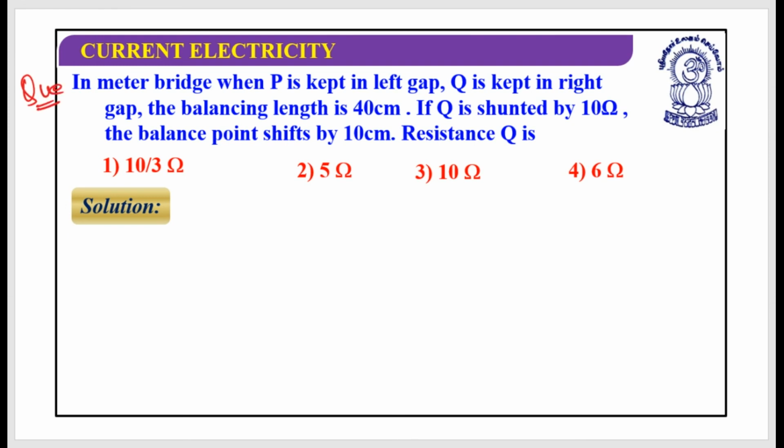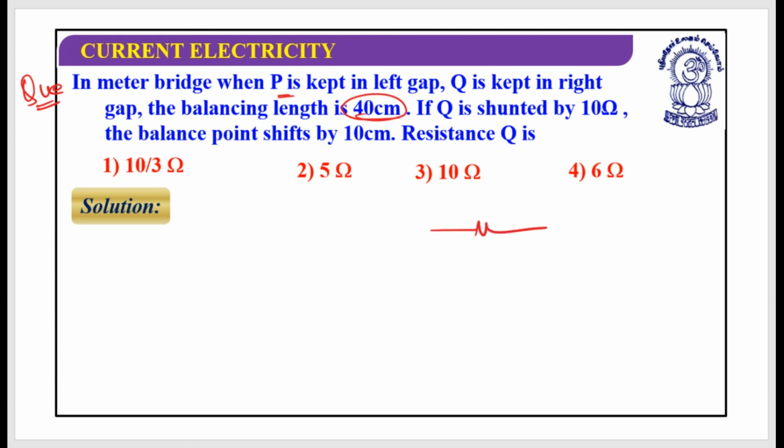What does it say? It says that in a meter bridge, when P is kept in the left gap and Q is kept in the right gap, at that time the balancing length is 40 centimeter. Now if Q is shunted by 10 ohm, the balancing point shifts by 10 centimeter. You need to find out the resistance of Q.